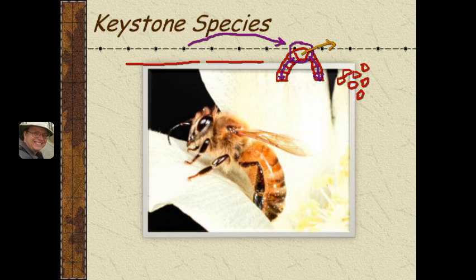That's a lot like what a keystone species is. A keystone species is a type of organism, a species of organism, whose activities have a lot of influence. This organism's activities influence the activities of many other organisms. A lot of other organisms, in other words, depend, either directly or indirectly, on what the keystone species does.